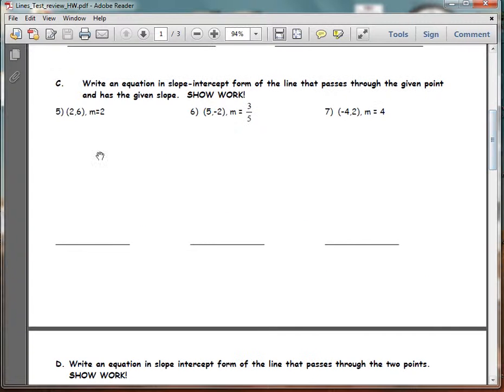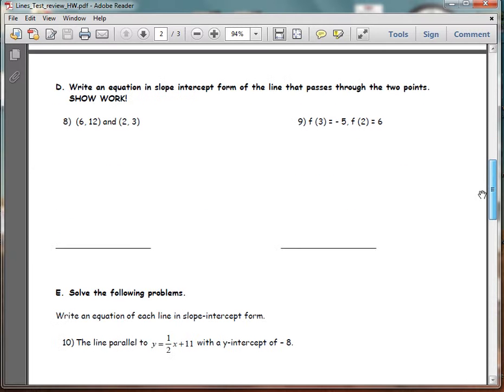Okay, good work here. You did these exactly right. All right, you plugged in m, then you plugged in the y value and the x value. You solved for b. You got those. You got those correct straight across the board. So good work there.